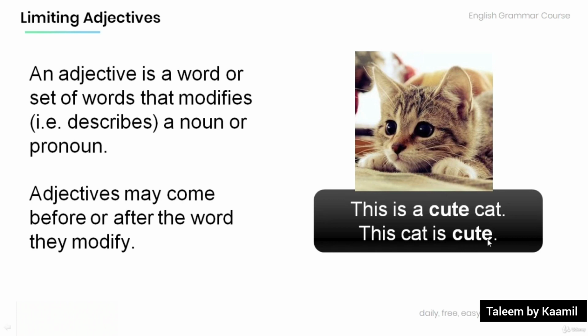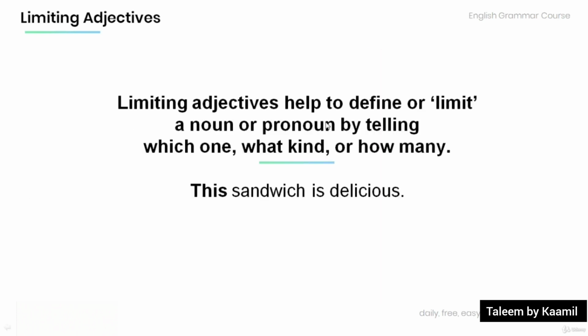Now, limiting adjectives help to define or limit a noun or pronoun by telling which one, what kind, or how many. Have a look at the example over here. This sandwich is delicious. Note that this is a limiting adjective and it defines the noun sandwich. It tells us which sandwich is delicious.